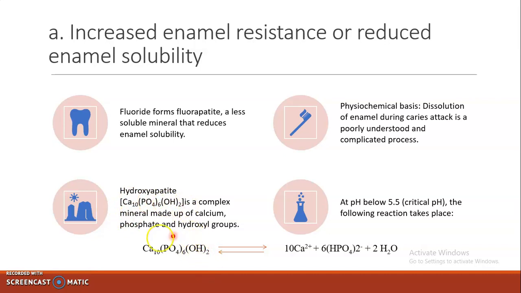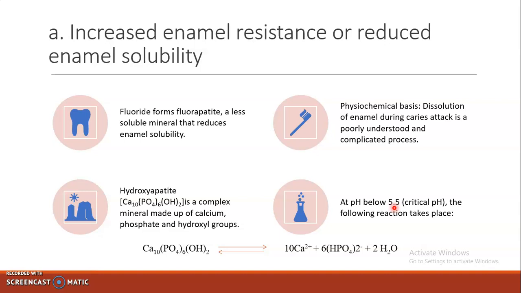So usually what happens is, when the pH of the saliva falls below 5.5, and 5.5 is known as the critical pH in relation to caries. Critical pH means it is the pH below which the demineralization of enamel occurs. So in relation to caries, the critical pH of saliva is 5.5, a pH below which the demineralization of enamel occurs.